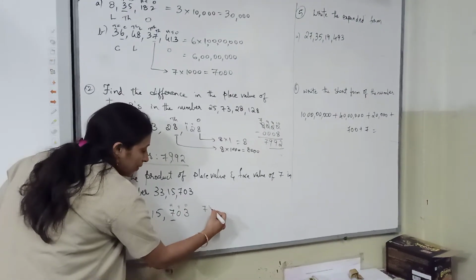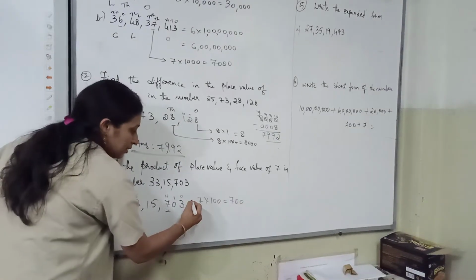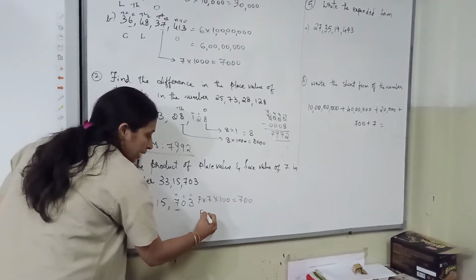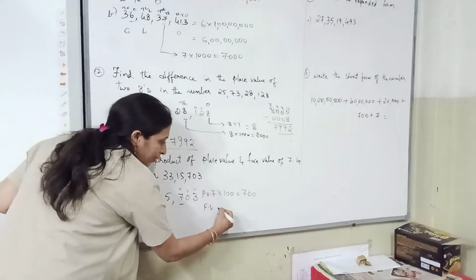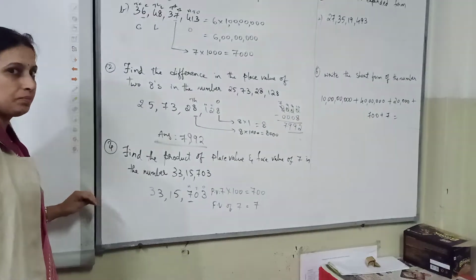100. 7 into 100 is 700. And this is the place value. What is the face value? Face value of 7 is 7. Now what we have to find?